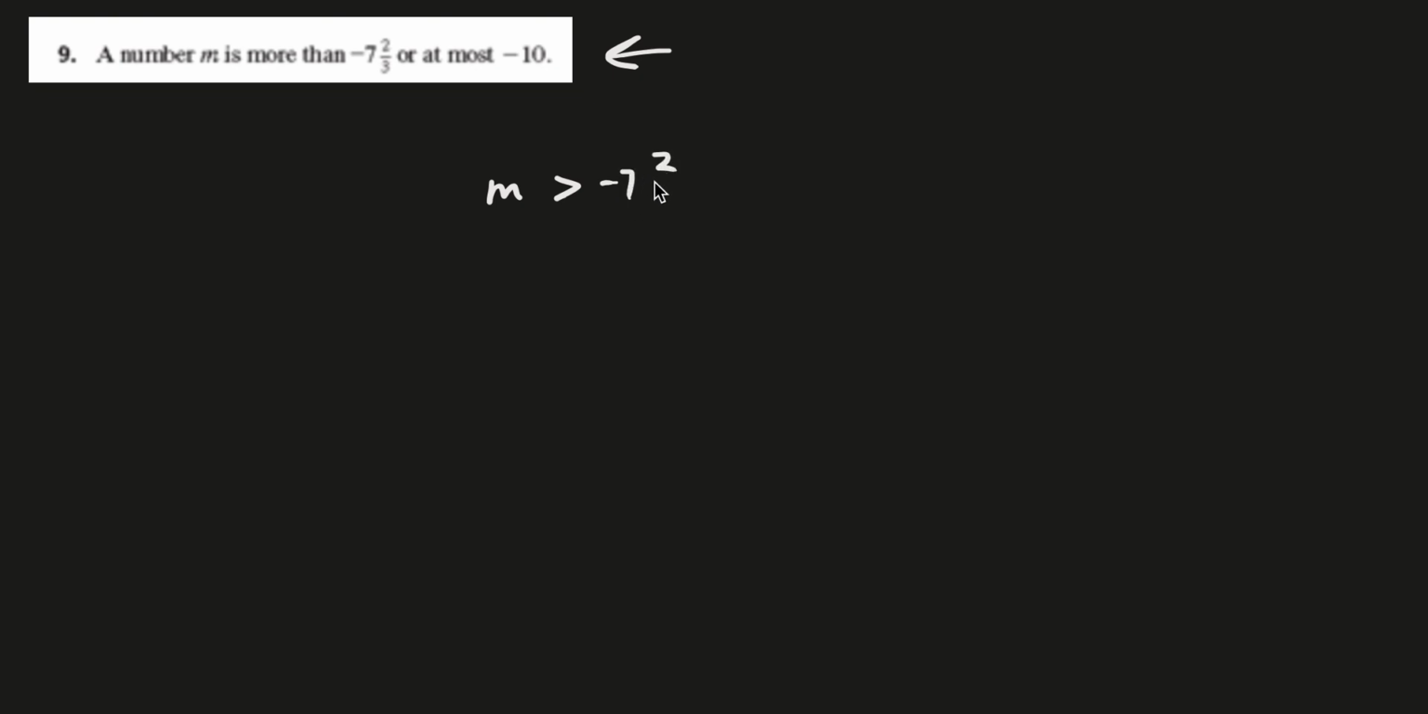It doesn't say that m is greater than or equal to negative 7 and 2/3. So it's just this. And then this is the first part, so you'd get 50% credit if you left it like this, but you have to add the or, because you have another portion of this. And so m is at most negative 10.